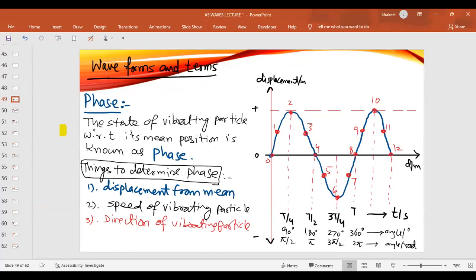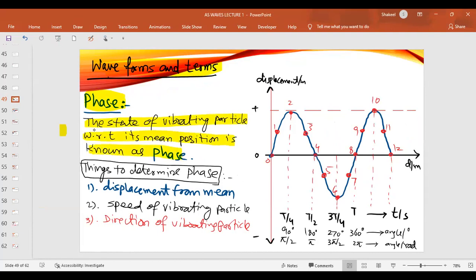Okay, so our today's topic in waves in AS physics is waveforms and some terms related to them. So the first term is phase. So the state of the vibrating particle with respect to its mean position is known as phase.